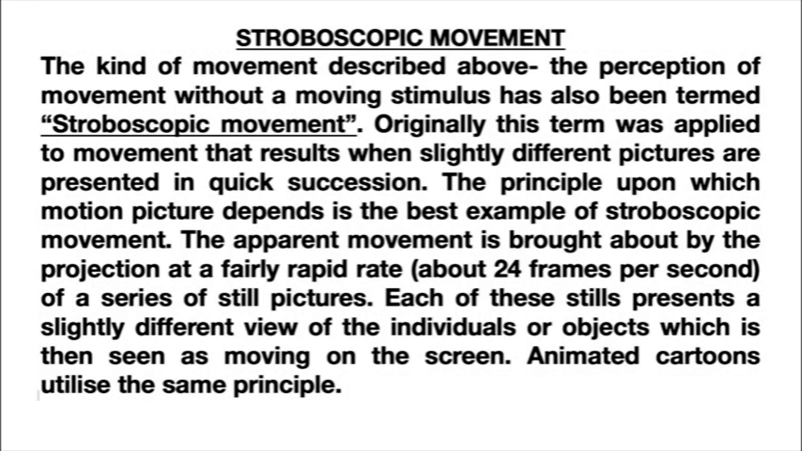In 1 second, 24 frames move, a series of still pictures. Each of these stills presents a slightly different view of the individuals or objects, which is then seen as moving on the screen. Animated cartoons utilize the same principle. These animated cartoons, that means movies, you have seen, they are using the same phenomenon, the same principle. So, stroboscopic movement is one, and I have given you the example of movies. Now, I will talk about some other types of movements which occur when we are perceiving something.